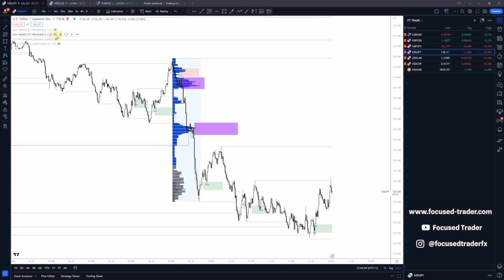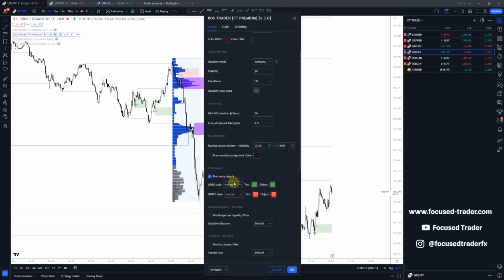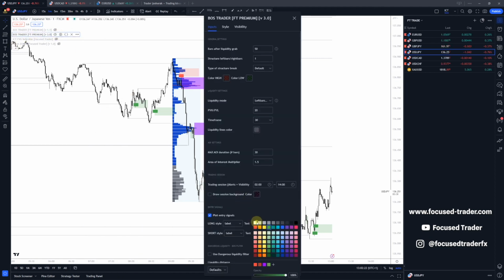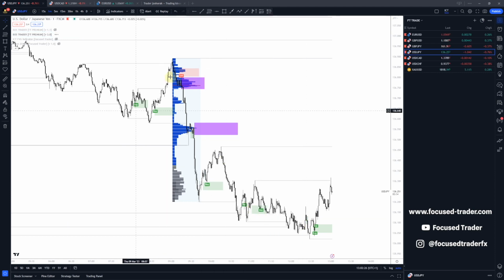Anyway, also, I want to change the visuals of this indicator. I'm just going with labels here. And that's it for me. Also, I changed the text color to white because right now it's green on green and it's not visible. So now we can see perfectly the signals to enter the positions.